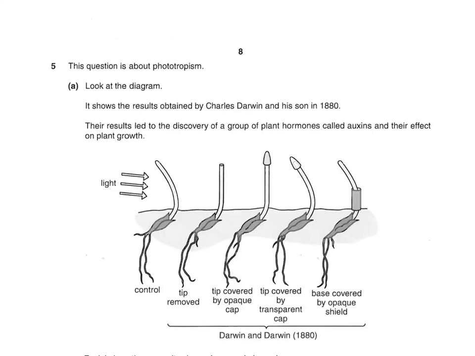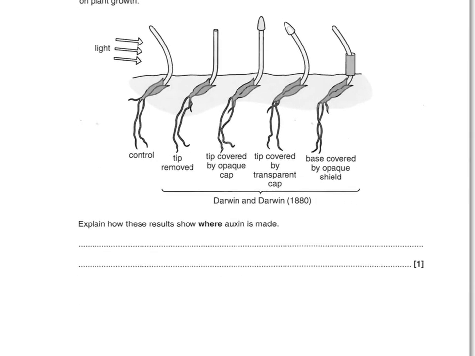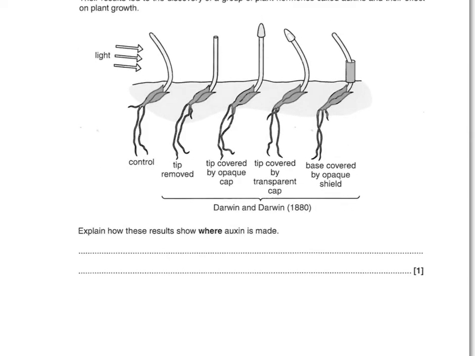This question is about phototropism. Look at the diagram. It shows the results obtained by Charles Darwin and his son in 1880. Their results led to the discovery of a group of plant hormones called auxins and their effect on plant growth. Explain how these results show where auxin is made.